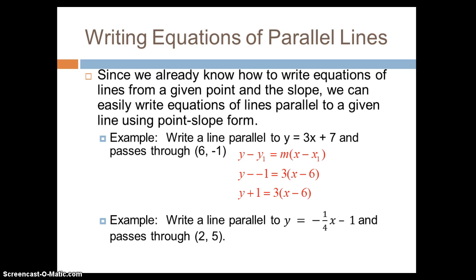I want you to try the second example. Pause the video and try it and see if your answer matches mine. Okay, so again, we know the slope is going to be negative 1/4. So we're going to fill in our equation. y minus 5 is the y value, equals negative 1/4 is our slope, and x minus 2. There's our equation that's parallel to our given line, which means the two lines will never intersect.